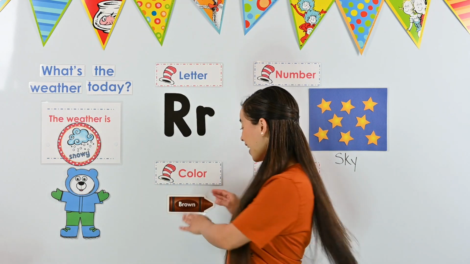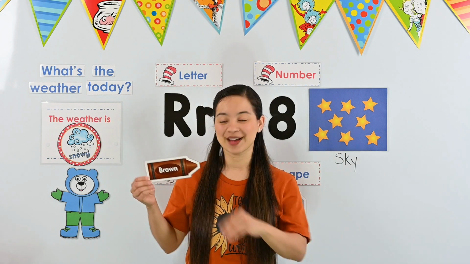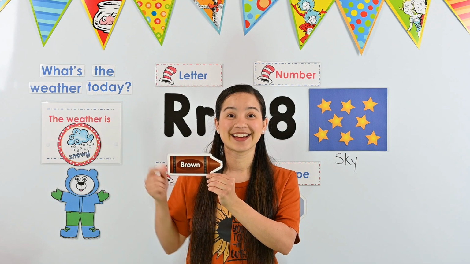Okay, friends, now that we're finished counting to the number 8 and finding 8 objects, it's time to move on to our color of the week. Remember, this week we are reviewing colors we've already learned. Yesterday, we reviewed the color pink. What color are we talking about today? It's the color brown. Are you ready to sing our brown song? Great, let's sing it together.